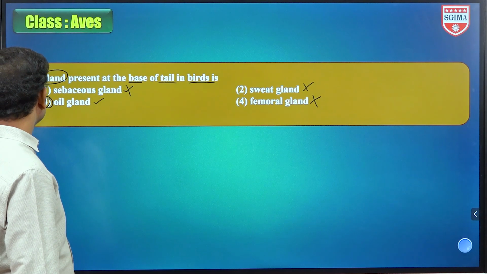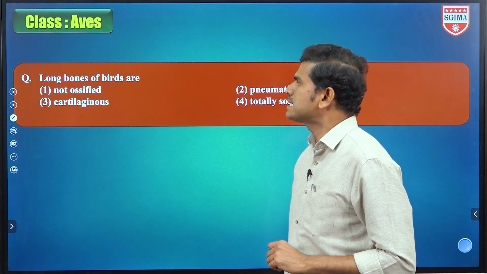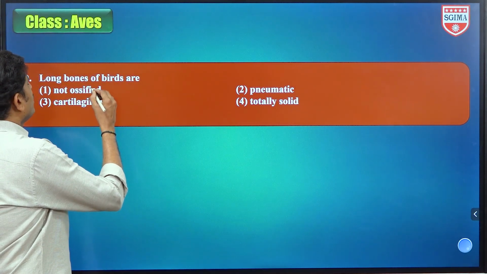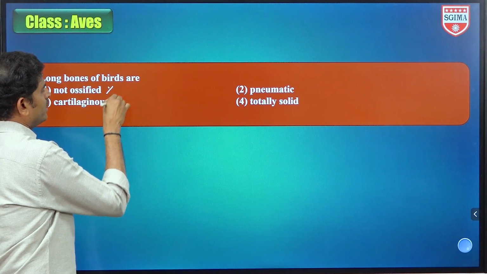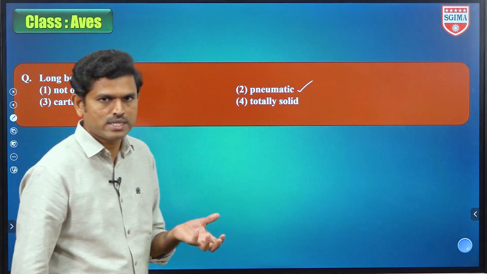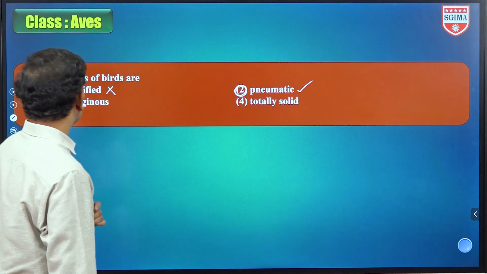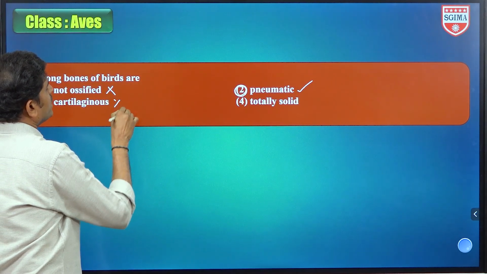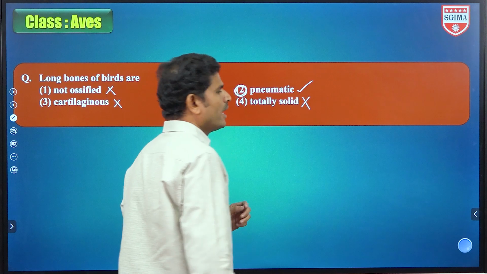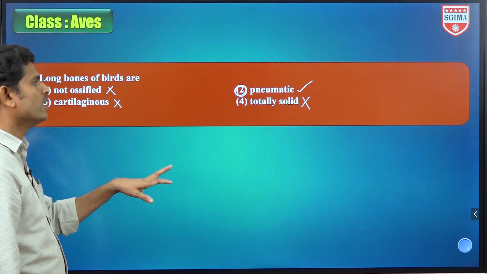Okay, so next question here. Long bones of birds are. So what are these things? Not ossified. So this is ossified. Next one, pneumatic. Yes, long bones of birds contain cavities, air-filled cavities. Those are called pneumatic bones. So this is the correct option. Next one is cartilaginous. Those are fully ossified, not made up of cartilage, and totally solid. Solid ones do not contain air-filled cavities. So the correct option is the second option. So that is, long bones of birds are pneumatic bones.